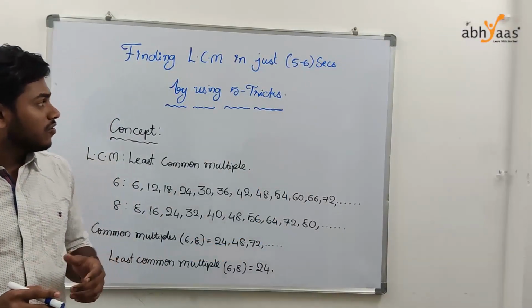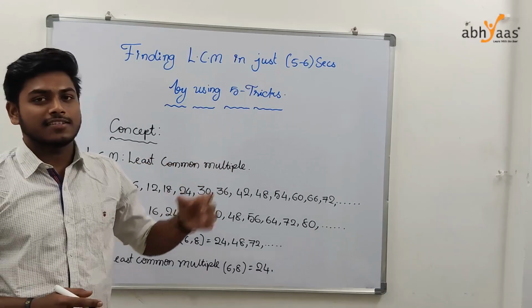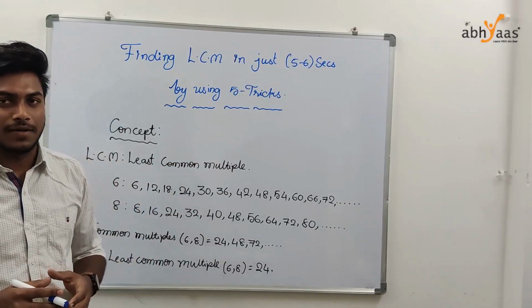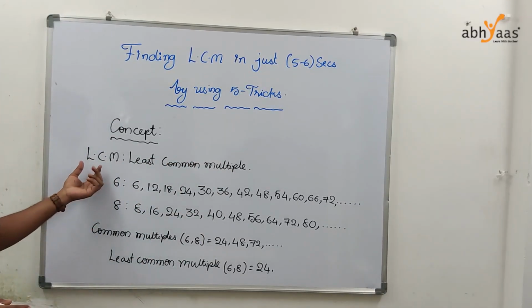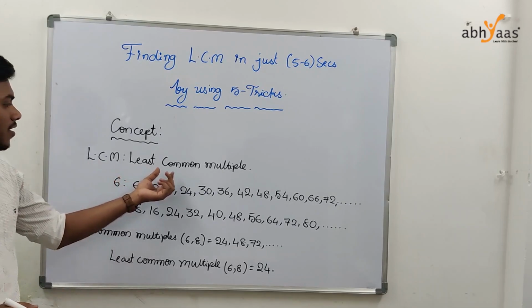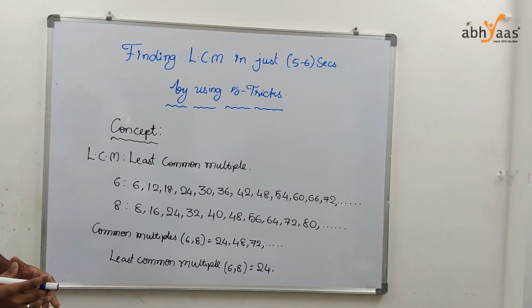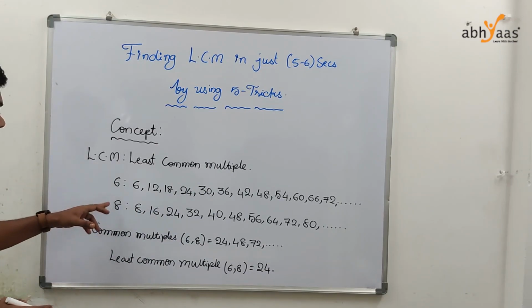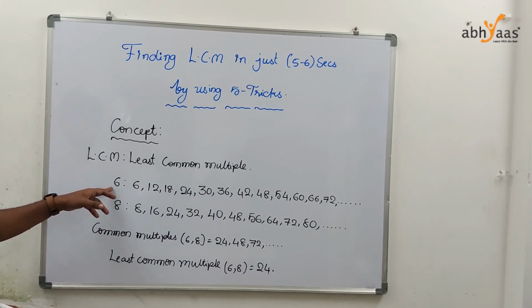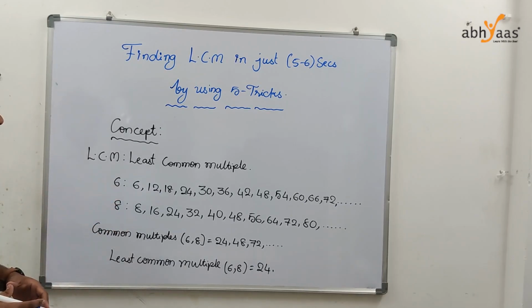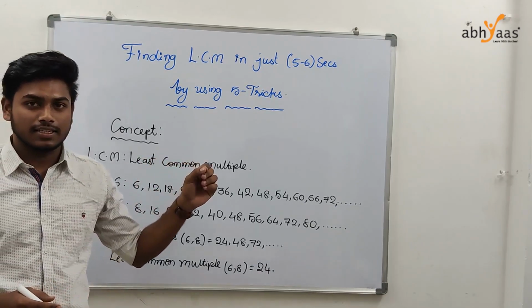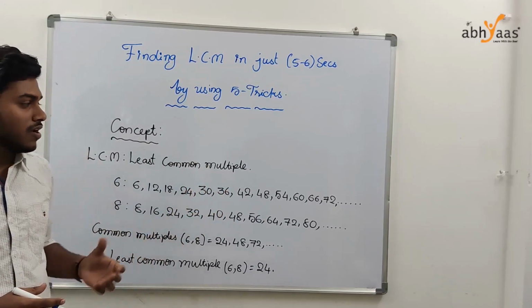Before discussing these 5 tricks, let us understand the concept of LCM. As we all know, LCM is nothing but least common multiple. Let us consider one example to find out the LCM. Let's consider 6 and 8. The multiples of 6 are these: 6, 12, 18, 24, 30, 36. These are all the multiples of 6.